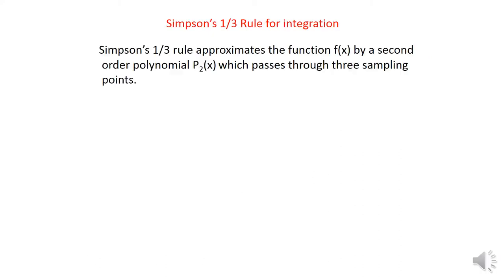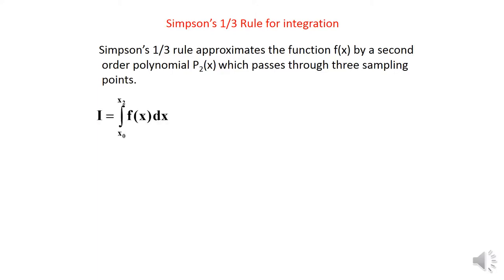Hello viewers, in this video I would like to discuss Simpson's 1/3 rule for integration. Simpson's 1/3 rule approximates the function f(x) by a second order polynomial p2(x), which passes through 3 sampling points. Earlier we have seen Newton-Cotes formula, and after that the trapezoidal rule, where we have used 2 points, and in the trapezoidal rule we approximate the curve with the help of a straight line. Here we are approximating the curve f(x) by a second order polynomial.